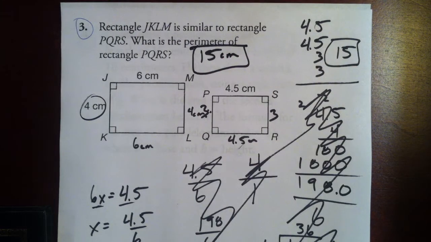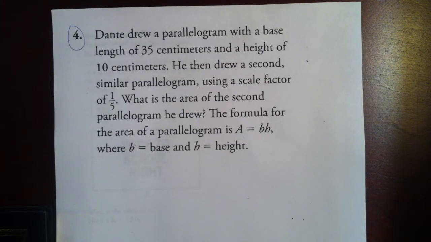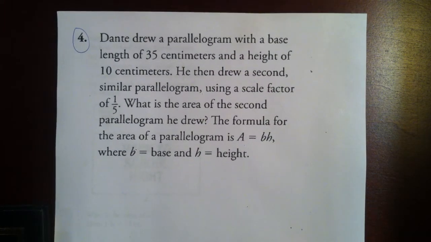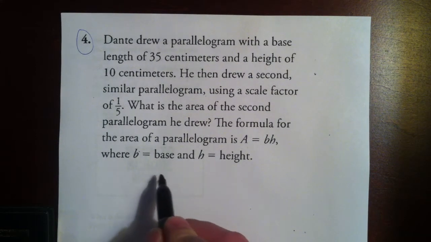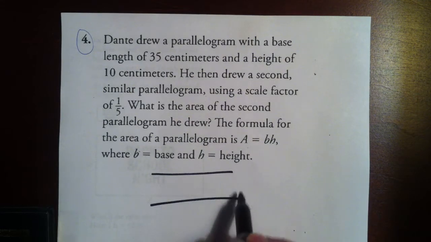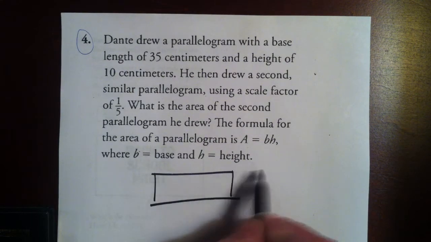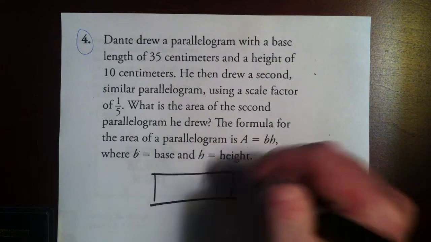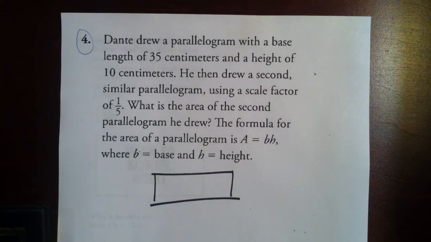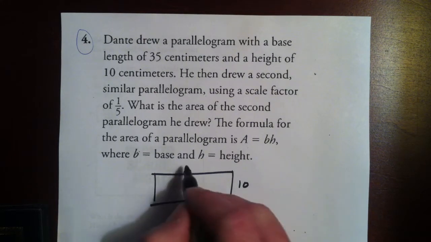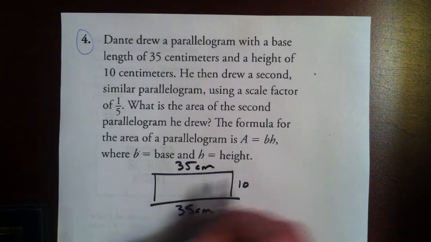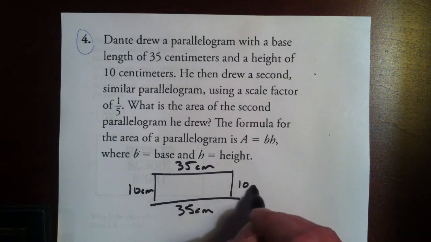Now that may be one you have to watch over and over again, but that's okay. This one is a multi-step problem. Dante drew a parallelogram. So let's just go ahead and do what he did. Parallelogram means that both sets of sides are parallel. This one's parallel, these two are parallel, and these two are parallel. With a base length of 35 centimeters and a height of 10 centimeters, which also means that this is 35 and that this is 10 also.